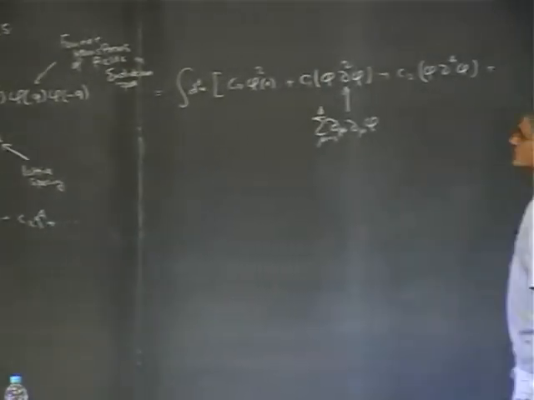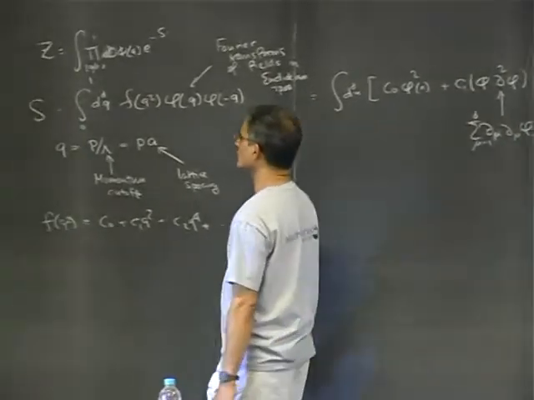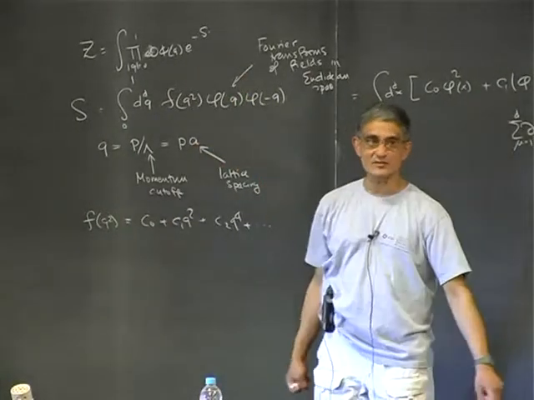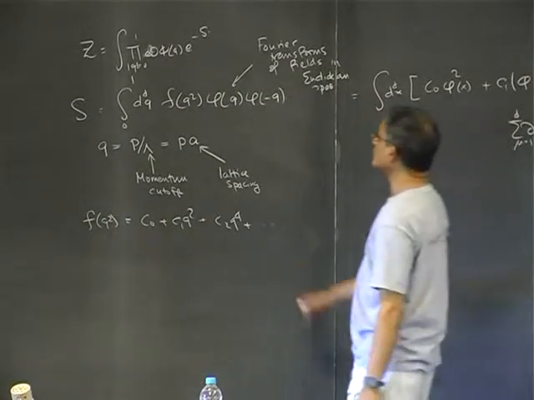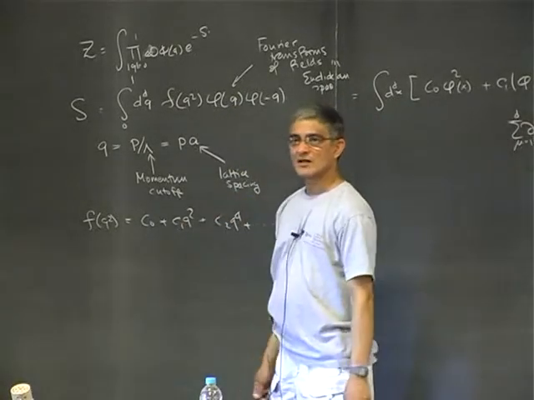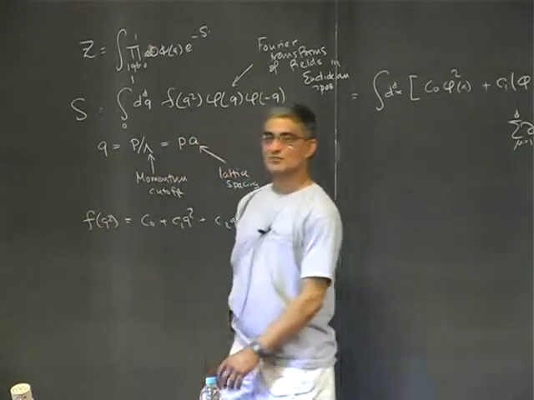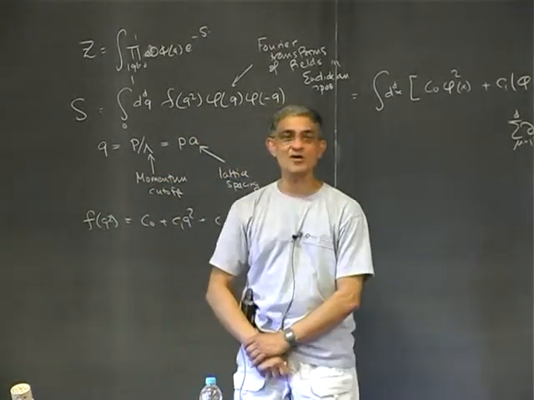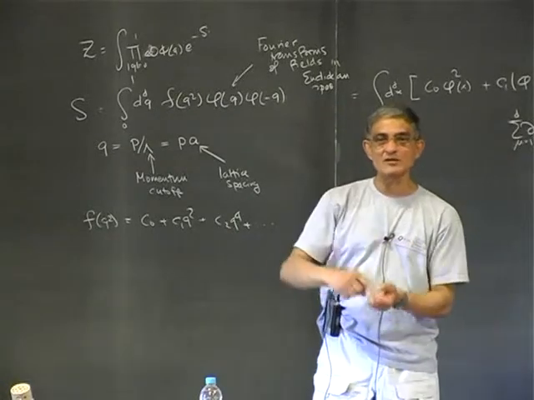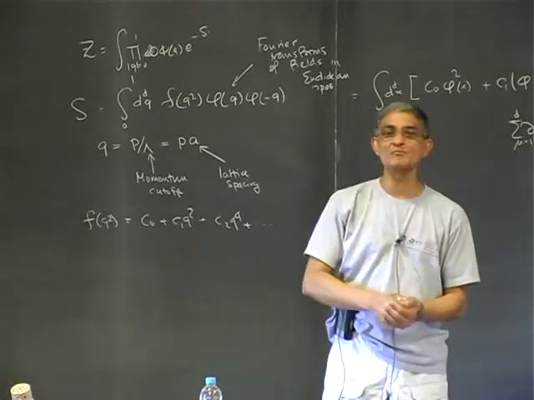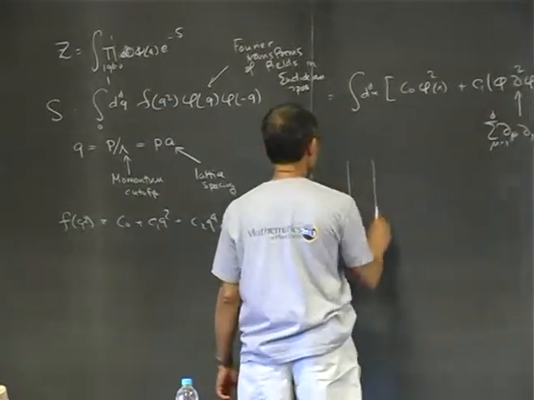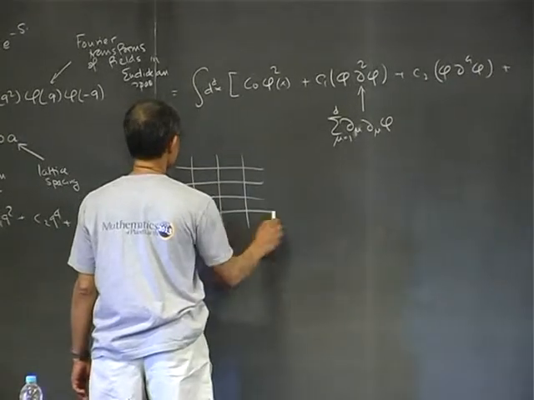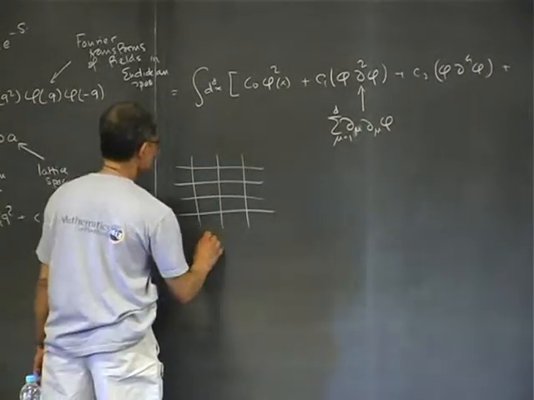We then asked the question: can I write down another action which gives exactly the same answer for correlators of phi which have dimensionless momenta, in terms of the original cutoff, not all the way from 0 to 1, but say from 0 to 1 upon b? What that effectively means is that originally I had a theory on a lattice which is like this. This had a lattice spacing A.